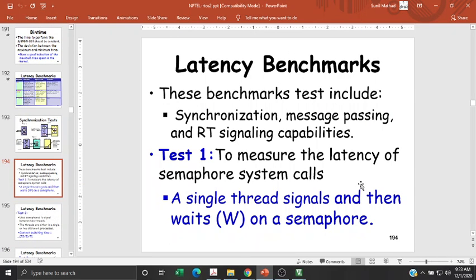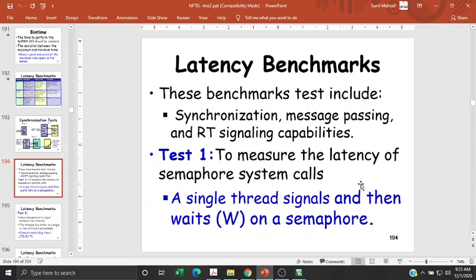So please observe that these slides are not in your textbooks. The textbook directly jumps to determining kernel preemptibility and finishes the chapter. Only because they are in the slides, I'm just continuing that. If you want to read that, you have to read it in the slides itself. These benchmark tests include synchronization, message passing, RT signals.